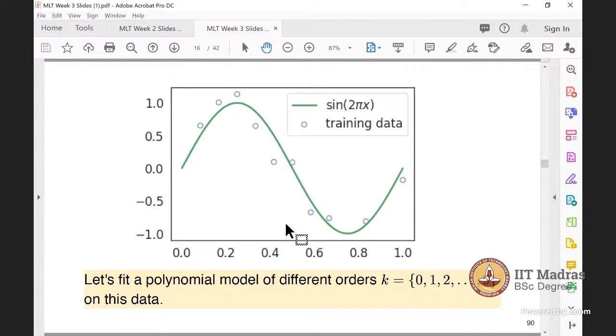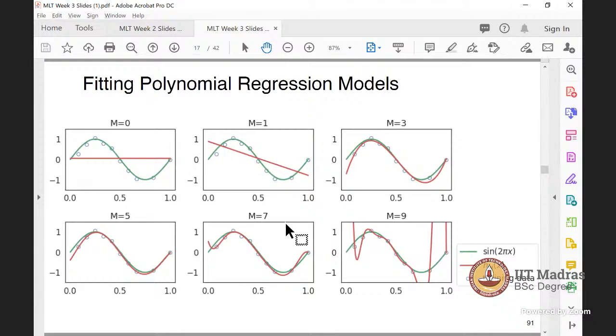Now let's fit polynomial model of different orders on this data. Okay, now it is more interesting because by changing the degree of our model, we can see that we are getting possibly better results. The first one, m is equal to 0, where m represents the degree, is going to be a straight line. M is equal to 1 is the model that we fit for the first time in early slides. M is equal to 3. Now it is looking better. It is trying to at least go very close to the generating function.